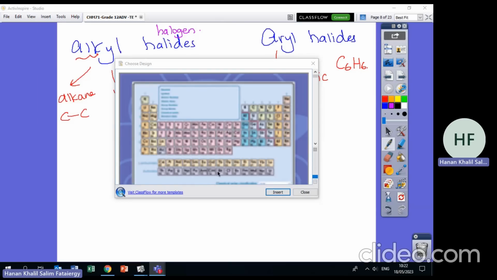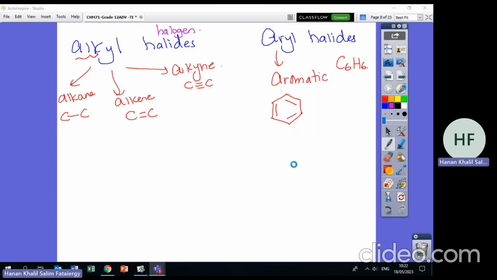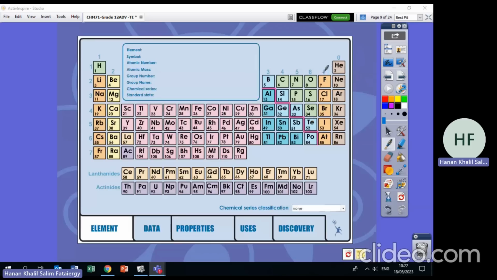Okay. Let me insert the periodic table and show you the halides. Halides هن هدول الجروب group 7 or group 17 اللي هن F و Cl و Br و I. At is not used. We call them halogens. Okay, remember F, its name is fluorine. Okay, Cl, its name is chlorine. Br its name is bromine. And I is iodine. Okay, so these are the halogens that will be combined with the alkyl.